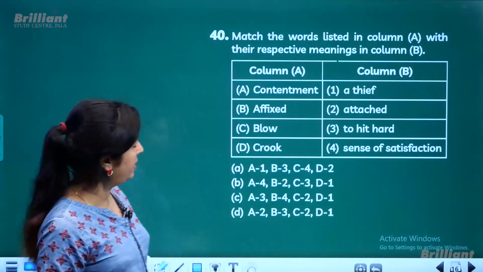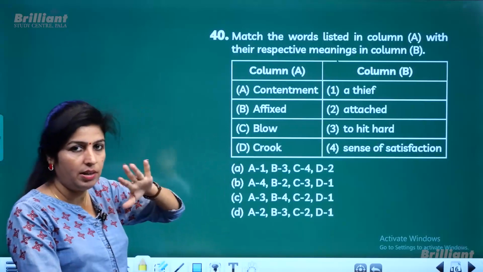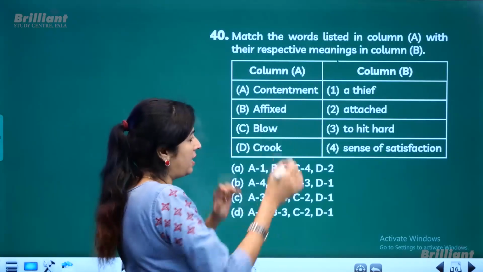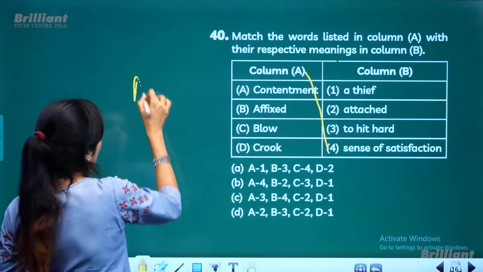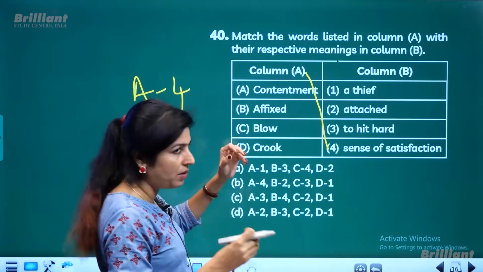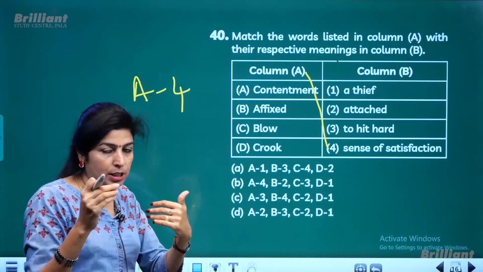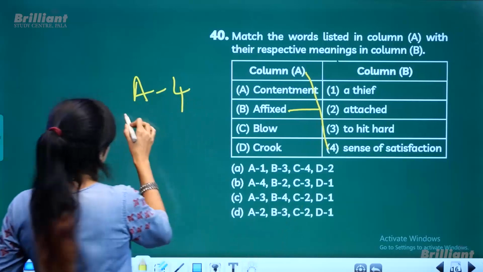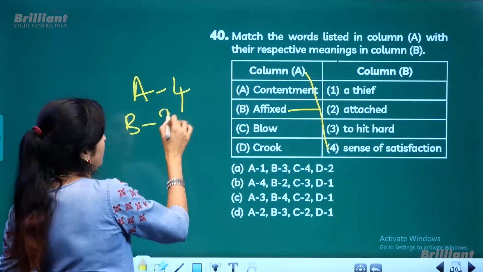One more match the following, same type. Contentment. These are all simple words for which you have definitely scored marks in these two questions. Contentment means a kind of sense of satisfaction. So A is 4. Then affix means something which is fastened. We have just seen fasten means to affix, to attach. That means B is 2.